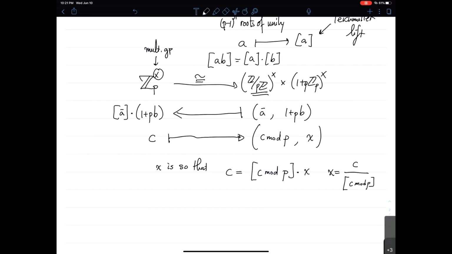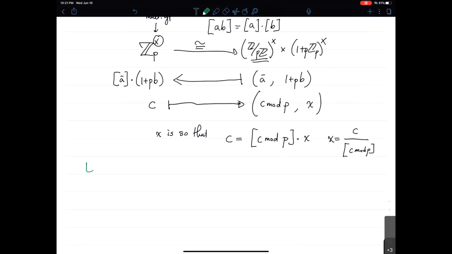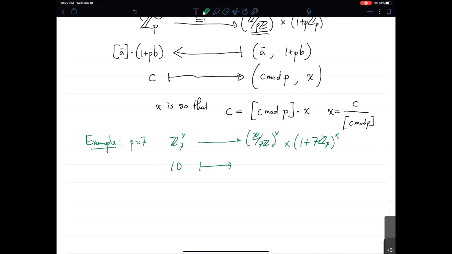Let's explain this a little more with an example. P equals 7. And I want to write this isomorphism like this. So I want to say, for example, where 10 goes. First of all, 10 goes to 10 mod 7, which is the same as 3 mod 7. And what is this? By definition, this is 10 over bracket 3, right? So bracket 10 is the same as bracket 3. But what is bracket 3?